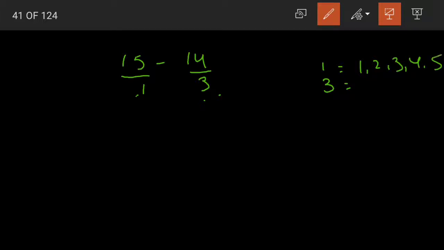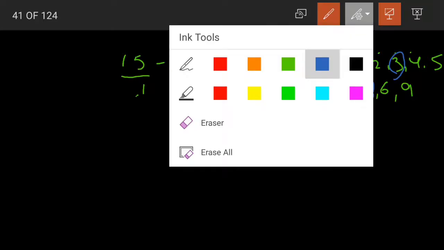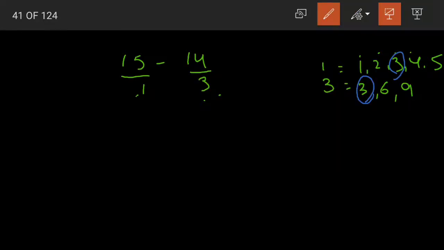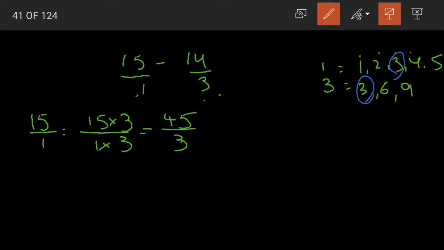The multiples of 1 are 1 ones are 1, 1 twos are 2, 1 threes are 3. Yes, and the multiples of 3 are 3 ones are 3, 3 twos are 6, 3 threes are 9 and so on. We can stop as we have got our least common multiple, that is 3. So 3 is the LCM. Now how will we get 3 here? We are having 1. 1 into 3 is equal to 3. So in the same way 15 into 3 is equal to 45.